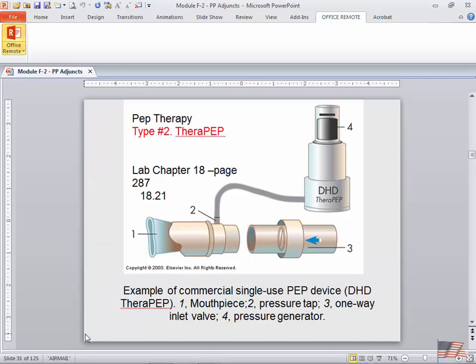Another type of device is called the TheraPep. It works on the same exact principle. Take a breath in at atmospheric pressure, but when I'm exhaling, I'm exhaling through a variable sized orifice, a variable sized hole. And that hole is going to generate a certain amount of back pressure that's going to splint those airways open.